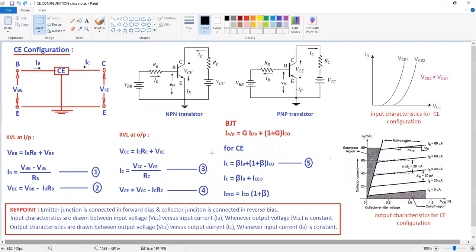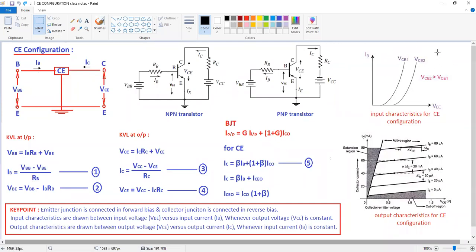Okay. Here we are going to draw the characteristics graph between the input voltage versus input current. Here again, input characteristics are drawn between the input voltage versus input current whenever the output voltage is constant. So here, what is the input voltage? VBE. What is the input current? IB. Here, input voltage VBE versus input current IB, whenever the output voltage VCE is constant.